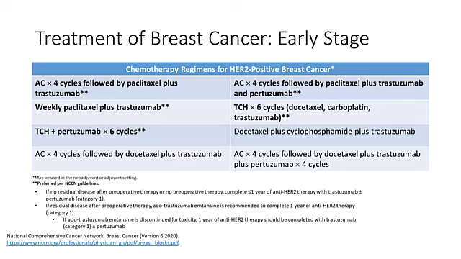If there is no residual disease after preoperative therapy, then the recommendation is to continue with trastuzumab plus or minus pertuzumab to finish the 1 year of anti-HER2 therapy.